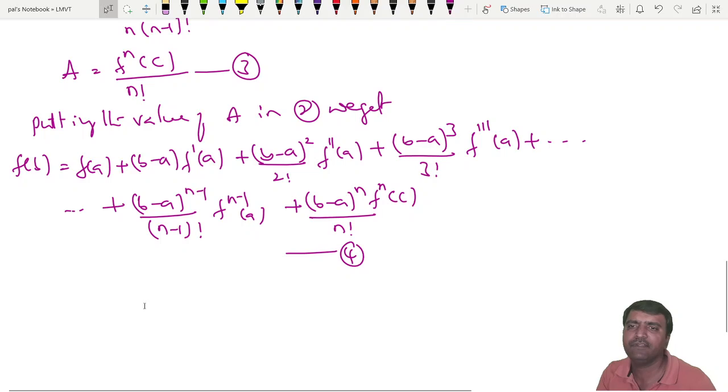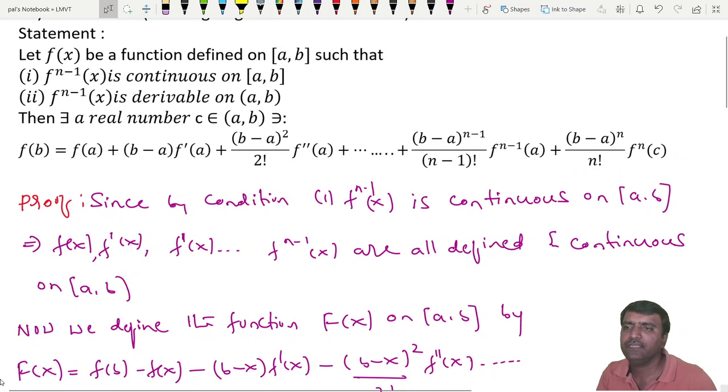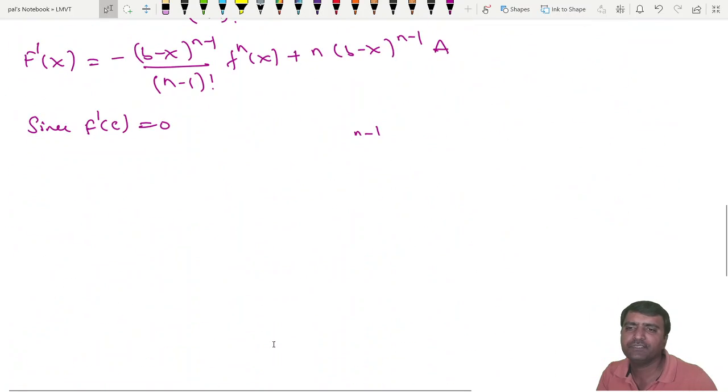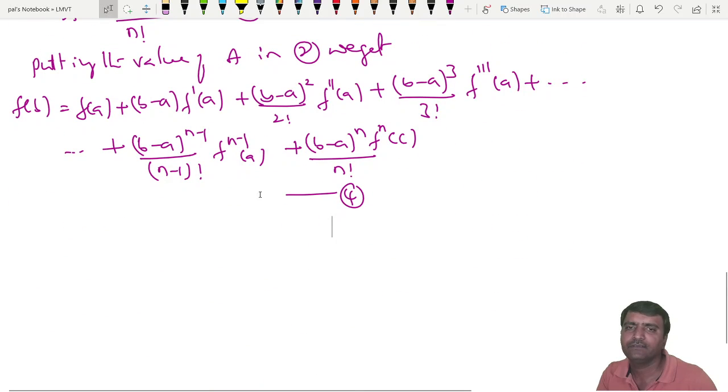Actually, this is the required result. They are asking to show that f of b is equal to f of a plus (b minus a) f dash of a plus (b minus a) whole square by 2 factorial into f double dash of a, and so on. So we proved this result. According to Taylor's theorem, this is the final expression. So this is the proof of Taylor's theorem. Hence the theorem.